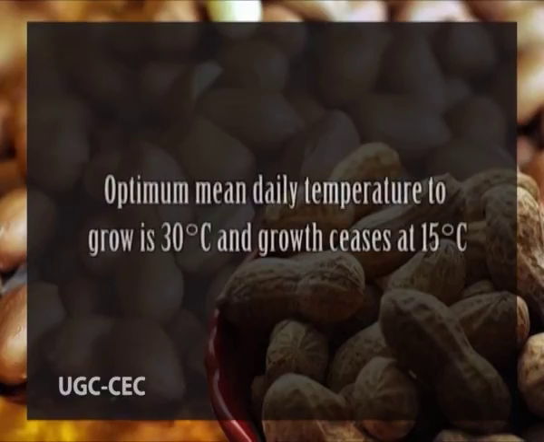Temperature is a major environmental factor that determines the rate of crop development. Temperature above 35 degrees centigrade inhibits the growth of the groundnut. Optimum mean daily temperature to grow is 30 degrees centigrade and growth ceases at 15 degrees centigrade. For rapid emergence, a soil temperature of about 21 degrees centigrade is needed.